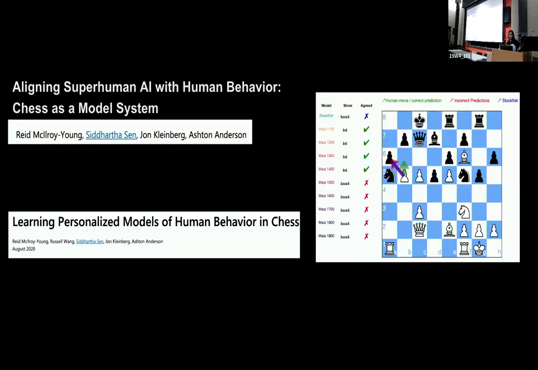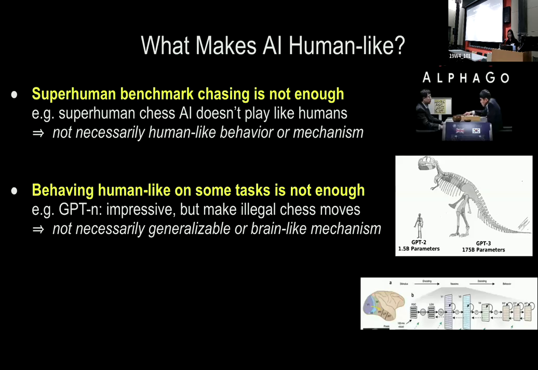My colleague Siddhartha Sen and others, in a number of studies, showed the sequences generated by these superhuman AI chess players to humans and found out that they don't recognize them as human-generated sequences. To test this further, they showed intermediate chess players these sequences to see if they could improve, and they didn't improve, because this is not how we learn. This is not the kind of sequences we seem to generate.